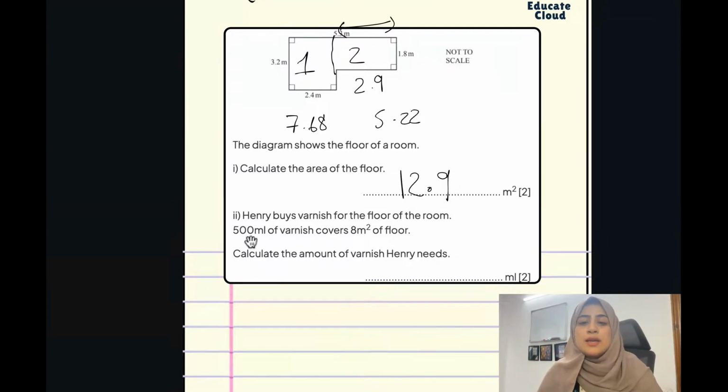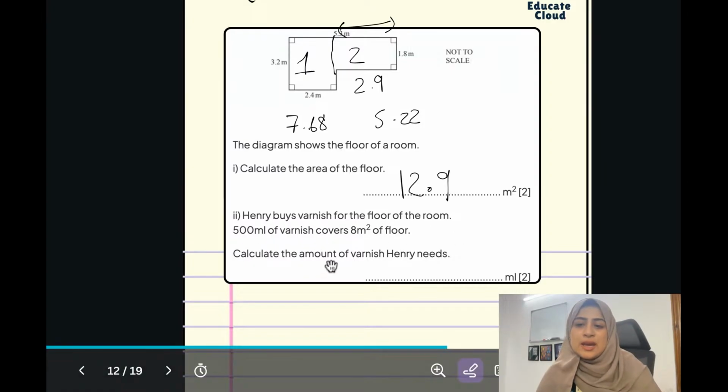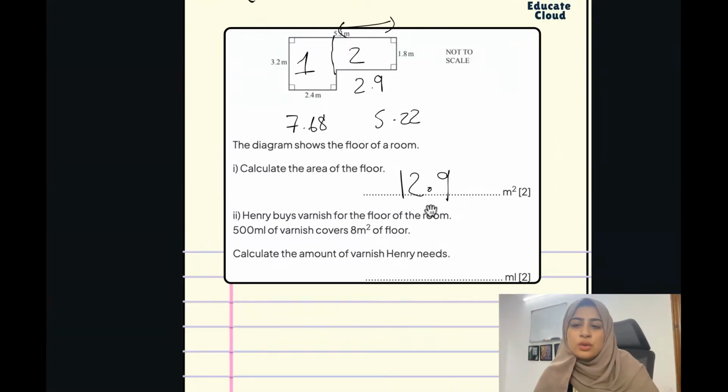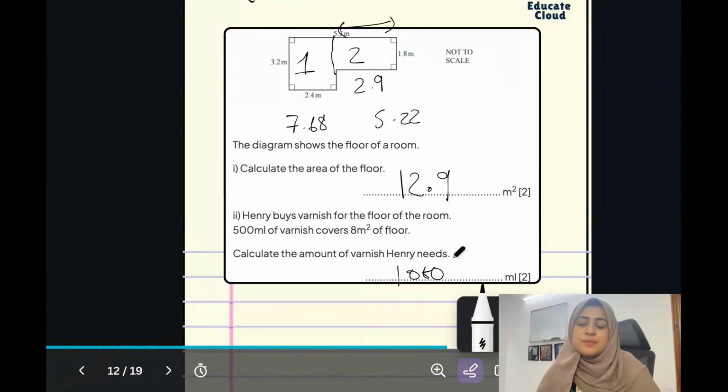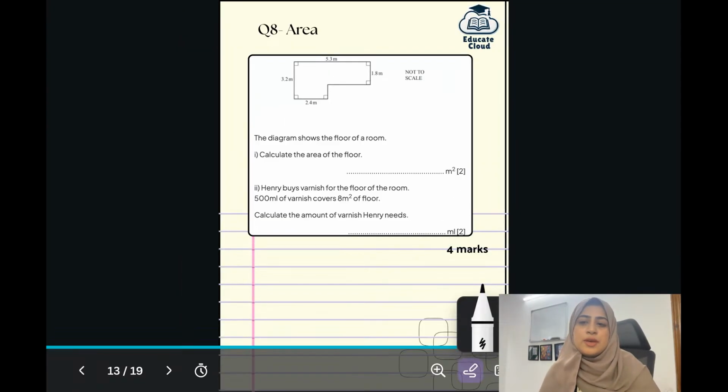Now for the next part, it says Henry buys varnish for the floor. 500 milliliters covers 8. So how much would he need to buy? Well, the area of the floor is 12.9 meters squared. So he would need at least 2 bottles, which would be 1,000. Okay, that was just 1,000.